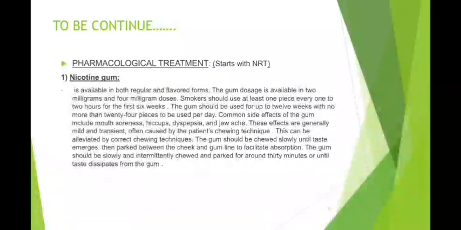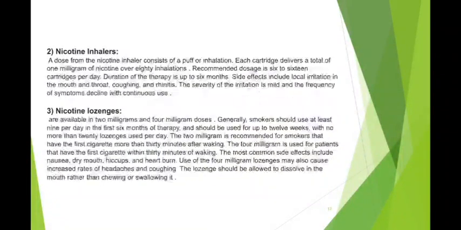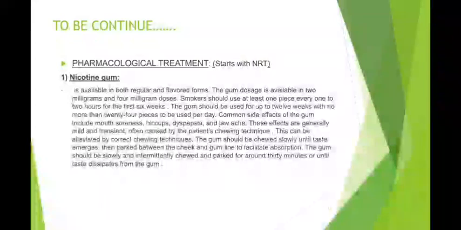Now, what are the pharmacological treatments? There are two types. First line treatment: we can start with NRT, nicotine replacement therapies. The second line treatment includes bupropion or varenicline. If we start with NRT, it includes nicotine gums, nicotine inhalers, and nicotine lozenges. Now let's discuss one by one. What are nicotine gums? They are available in both regular and flavored forms.